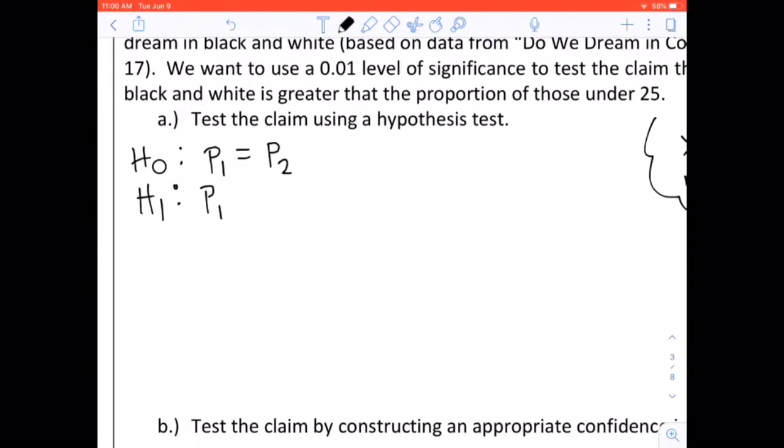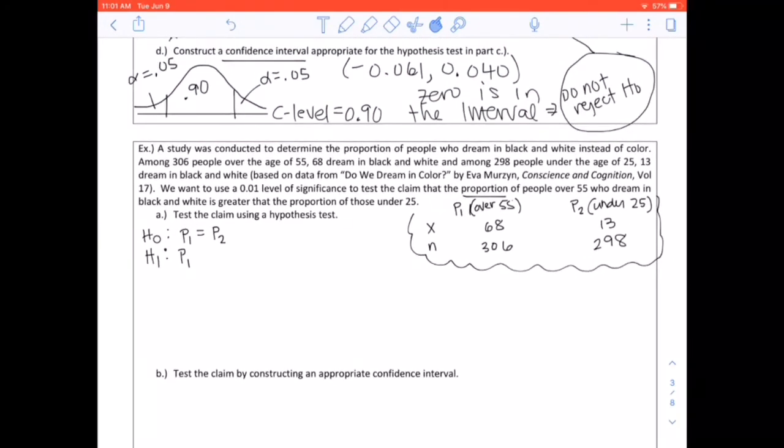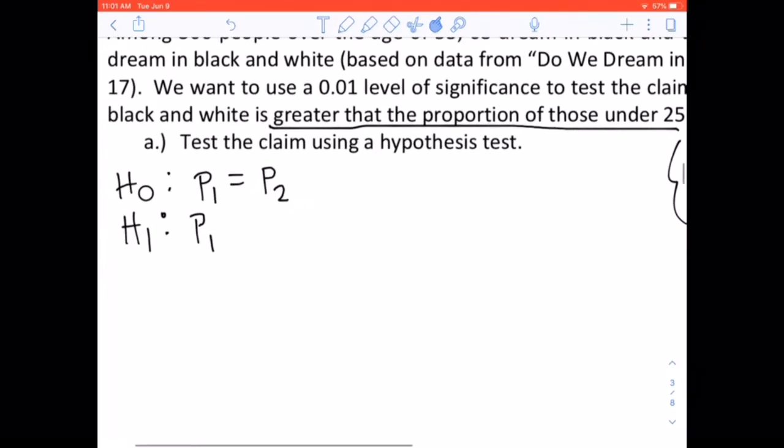In our alternative, we need to look at this. The wording on here is that the proportion of people over 55 who dream in black and white is greater than the proportion of those under 25. So the symbol that would go in here is a greater than. And so for this problem, we need to have P1 is greater than P2.